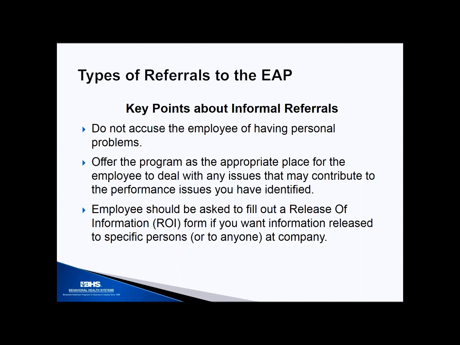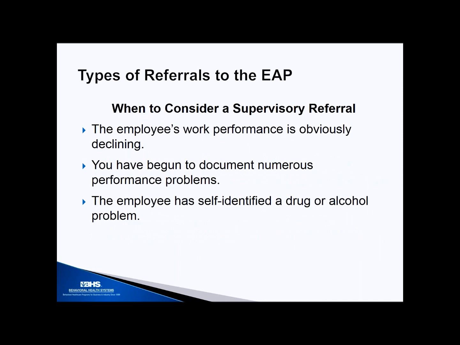An employee should be asked to fill out a release of information, or ROI form, if you want information released to a specific person or to anyone at the company. Now, just to briefly recap, we've covered an informal, where you make the employee aware, the voluntary, where the supervisor is not involved, they're provided the information about the resources.